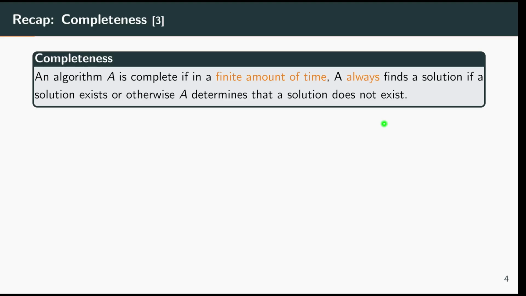Okay, and so we have multiple properties that we looked at. One of them is completeness. The definition of completeness is that an algorithm is complete if in finite time it always finds a solution if such a solution exists, or it tells us that a solution does not exist. Do you have any example, ideally, of an algorithm that we have learned in this class that has the property of completeness?